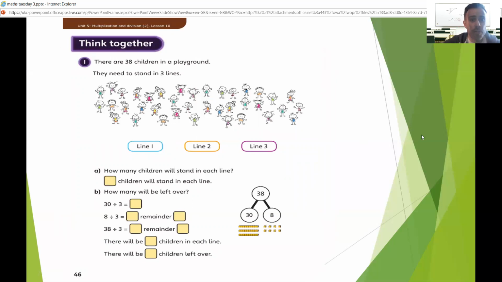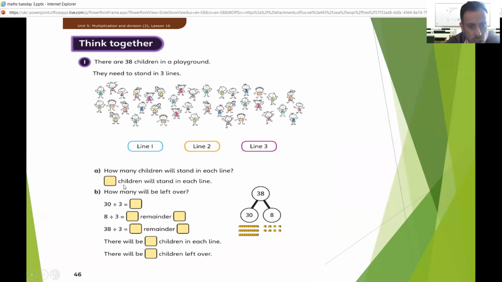This one says there are 38 children in a playground. Oh, that's a big class. I couldn't deal with 38 of you lot. And they need to stand in 3 lines. So we've got all the children. There's 38 of them. Line 1, line 2, and line 3. So this time, if they've got to stand in 3 lines, that means we must be dividing by 3. That makes sense. How many children will stand in each line?